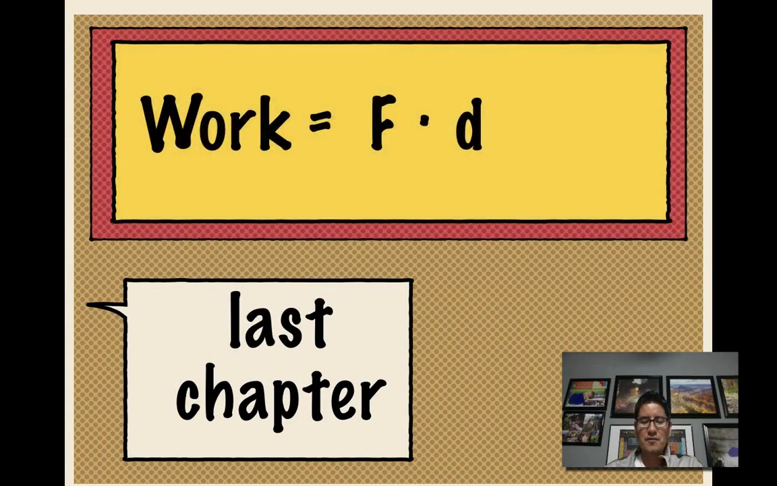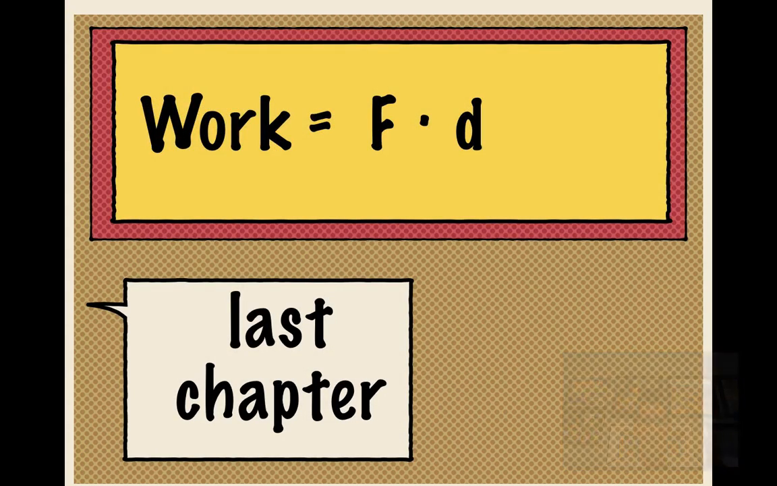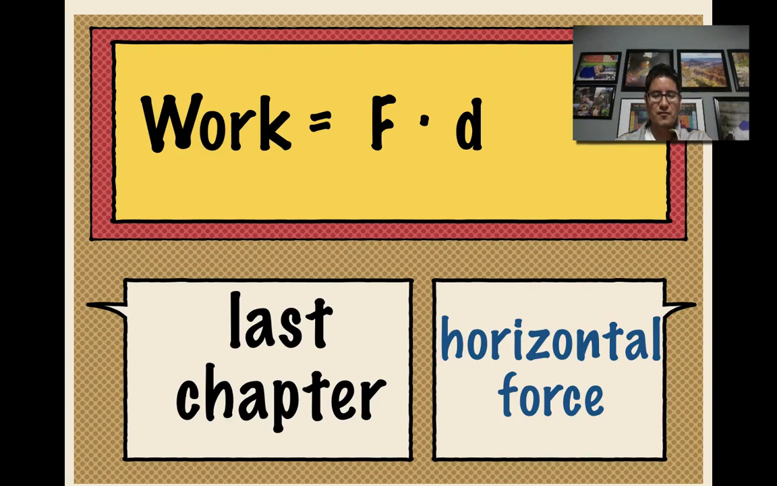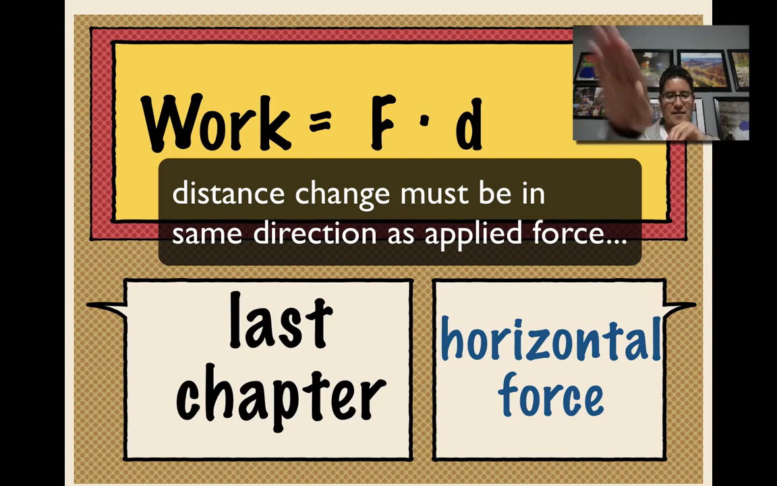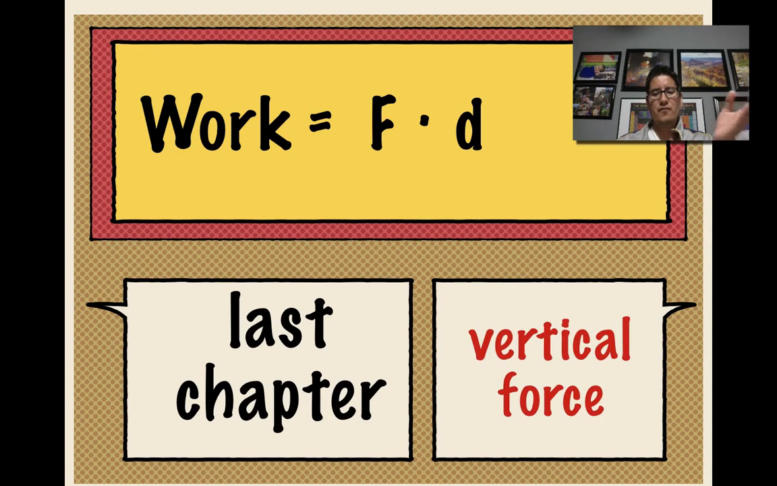In the last chapter we said that work equals force times distance. That's a horizontal force, right? So if I'm pushing something, as long as there's a distance, a difference in distance, then I'm creating work. Of course, there are different angles at which you can apply work, and that's when you start to use trigonometry, cosine theta. But in this case, we just discuss the change in distance in the exact same direction as the force applied. For this chapter, we're going to discuss vertical force.